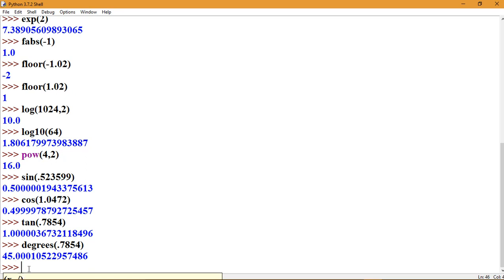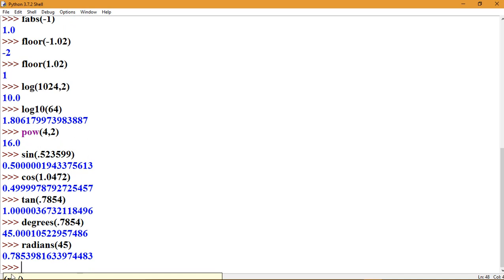Now if you want to do vice versa, you need to write radians with x as 45. So what outcome will you get? See, again you are getting the same. This is how I calculated and I replaced it in cos theta, sin theta and tan theta.